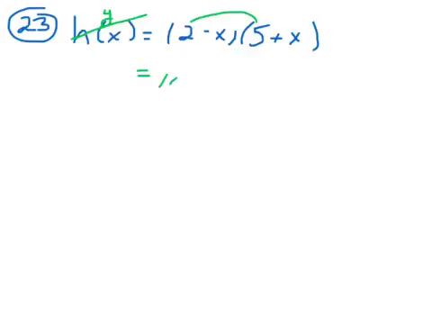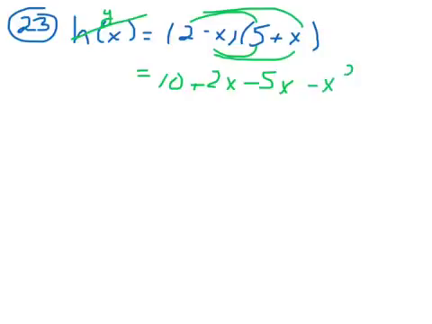So 2 times 5 is 10. 2 times x is 2x. Negative x times 5 is minus 5x. And negative x times x is negative x squared. So I'm going to put it in order from biggest exponent down to least. That would be negative x squared.